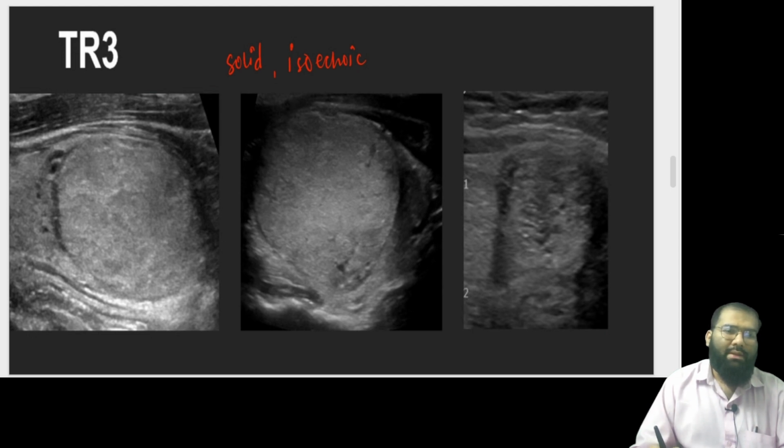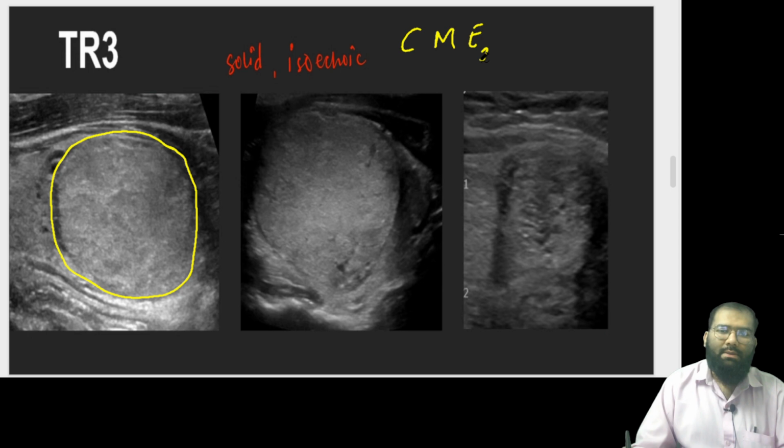Now look at this carefully. Here again you are able to see this lesion, which is very well defined, and what is the composition? So how is the composition? This is solid. This is the same case. Here this is solid and this is isoechoic. Look at the gland. The echogenicity is almost same as that of gland. So composition is solid. Echogenicity is isoechoic.